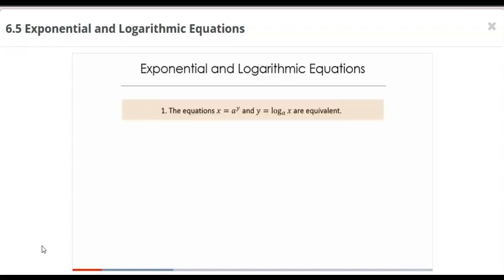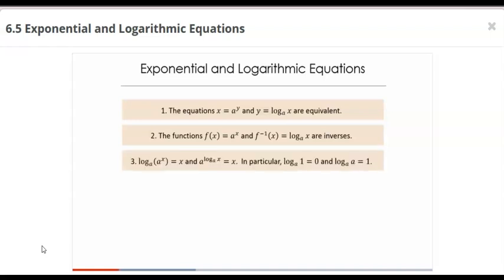The equations x equals a to the y and y equals the log base a of x are equivalent. The functions f of x equals a to the x and f inverse of x equals the log base a of x are inverses. The log base a of a to the x is equal to x, and a to the power of the log base a of x is equal to x. In particular, the log base a of 1 is 0, since a to the 0 is 1, and the log base a of a is 1, since a to the first power is a.